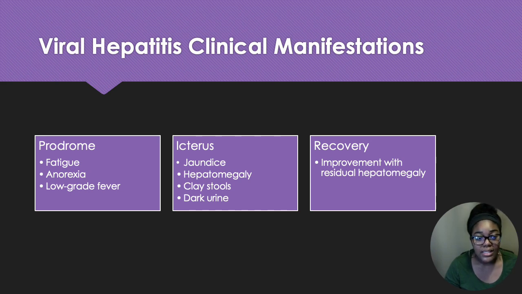Icterus, you have jaundice, hepatomegaly, which means that your liver is enlarged. You have clay stools, and you have dark urine. And then when you go into a recovery period, you'll see improvement with residual hepatomegaly, or at least you'll see that liver size go down in an individual.